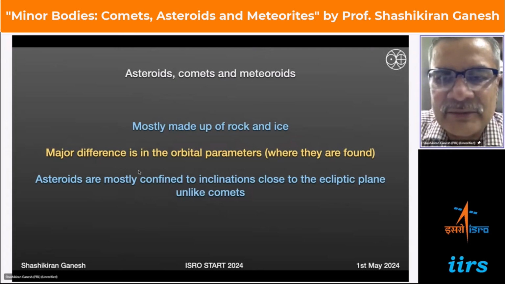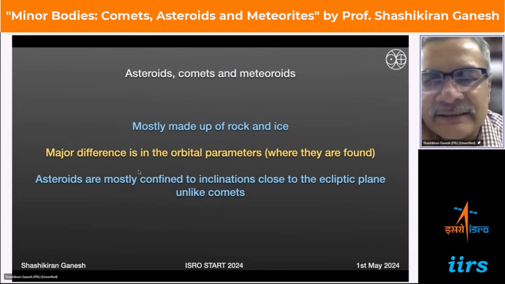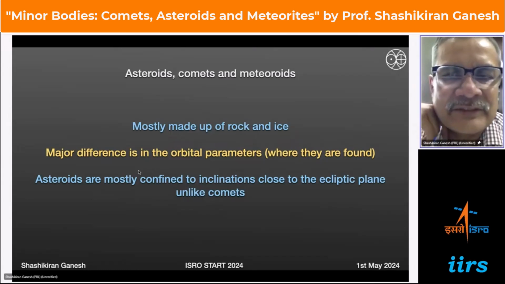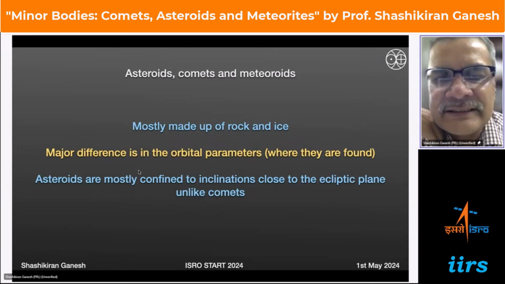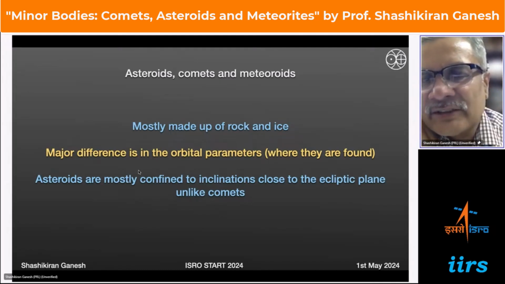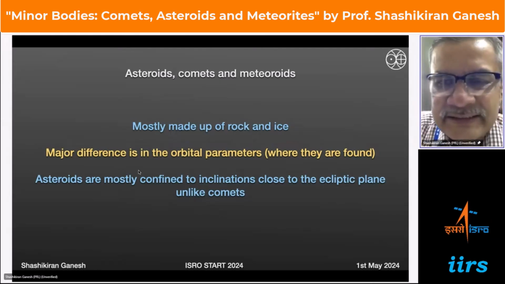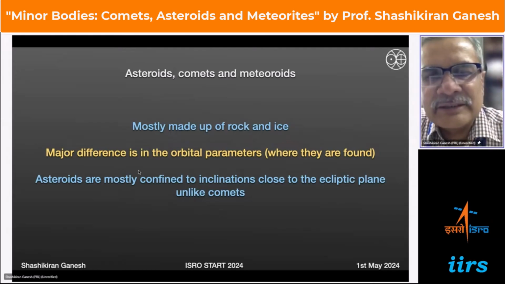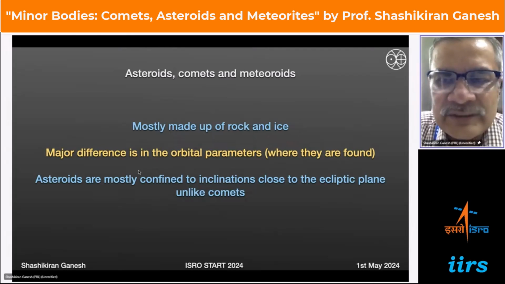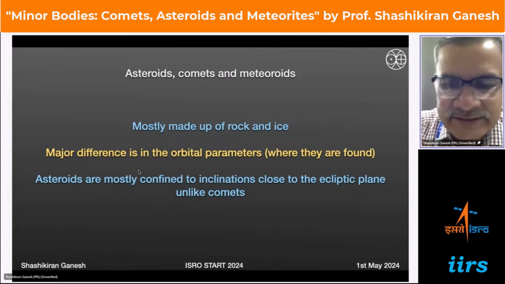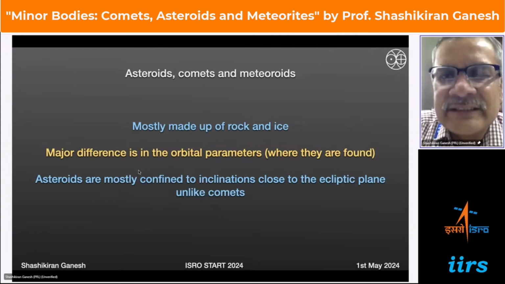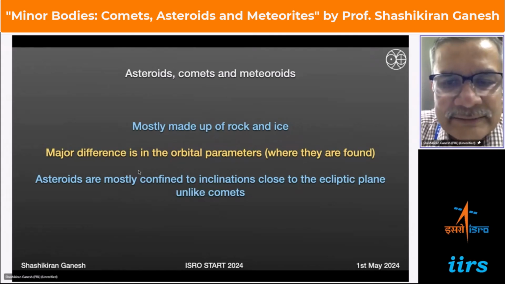Meteoroids I will not talk about much, except to say that these are at the other end of the spectrum, very small bodies. Generally, there is a continuum between asteroids and meteoroids. Meteoroids are objects floating around in space, sub-meter sized particles and boulders, which sometimes enter the Earth's atmosphere and burn up. Those are what we call meteors. Meteoroids are much larger in number. We'll talk about the numbers shortly.